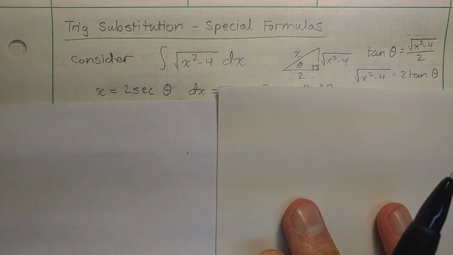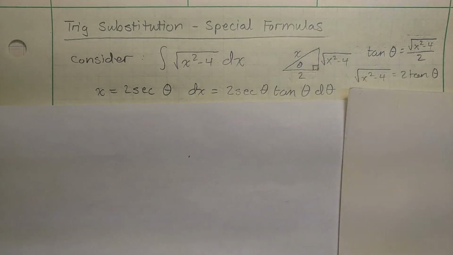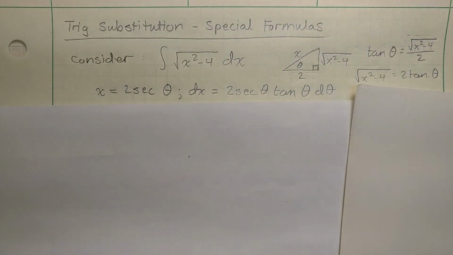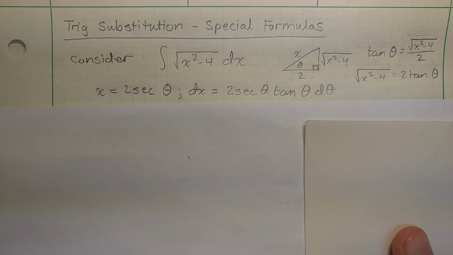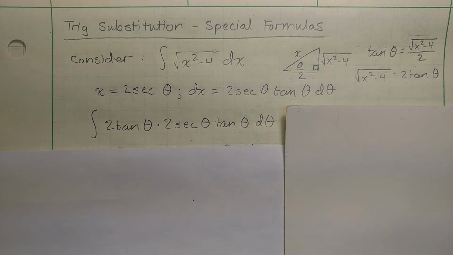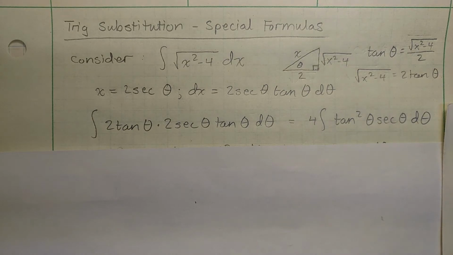So with that, I can go ahead and find my dx. Taking the derivative of 2 secant theta, I get 2 secant theta tangent theta d theta. So now I can substitute in. What I'm really trying to find the integral of is 2 tangent theta times 2 secant theta tangent theta d theta, which, bringing out the constants, gives me 4 times the integral of tangent squared theta secant theta d theta.